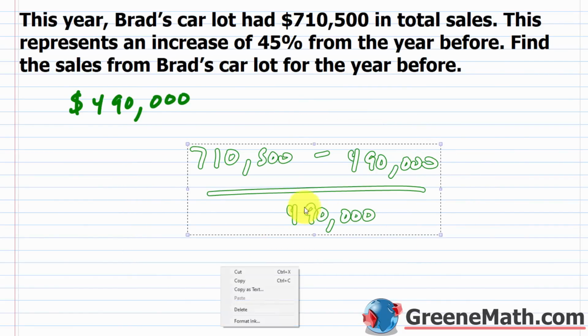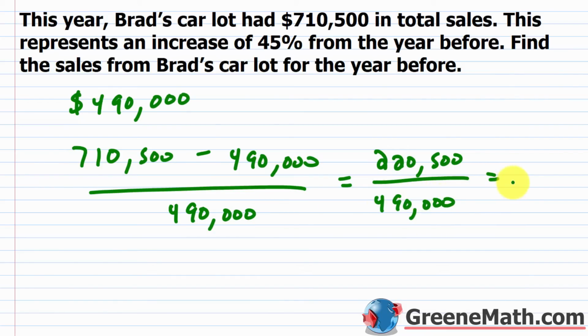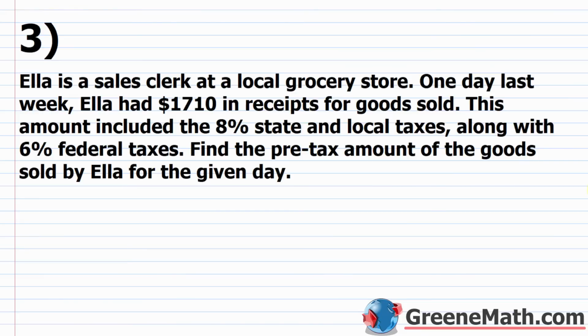So let's scoot this down a little bit so we can fit it. Let's just punch this into the calculator. So if you do 710,500 minus 490,000, you're going to get 220,500. And again, we're dividing this by 490,000. If we punch this into the calculator, you're going to get 0.45. And again, if you convert that into a percentage by multiplying by 100, you do see that this is an increase of 45% as given to us in this problem right here. All right, let's take a look at problem number 3.